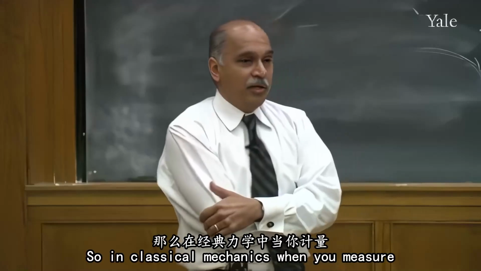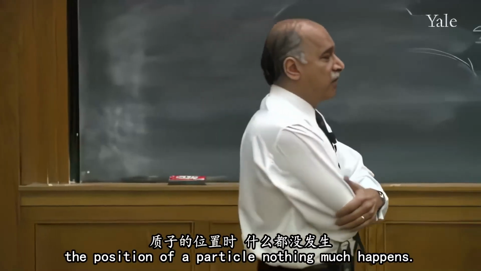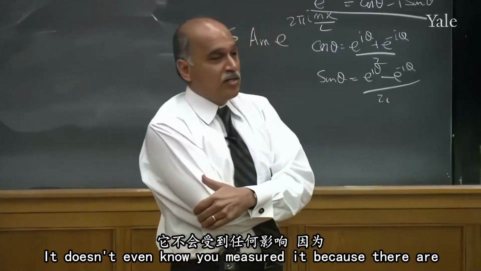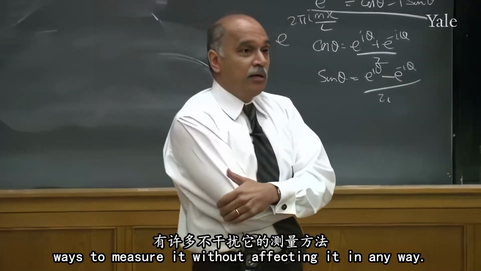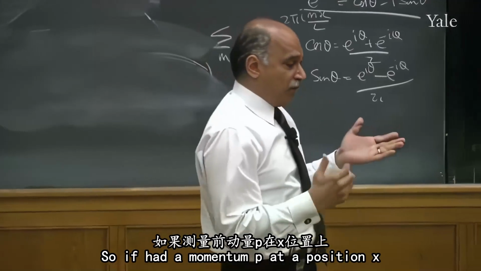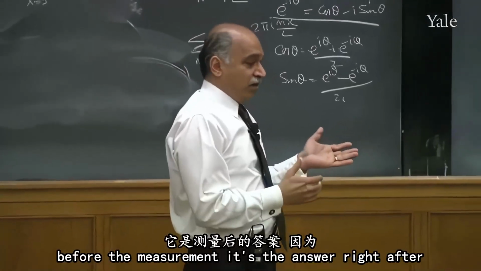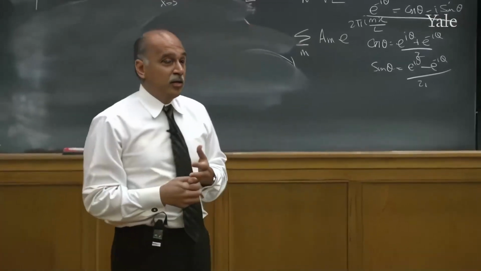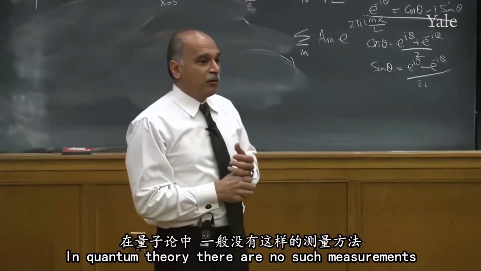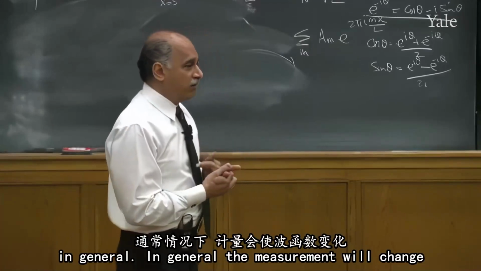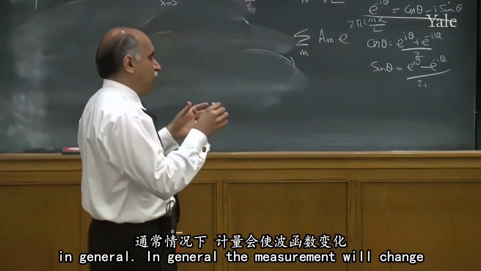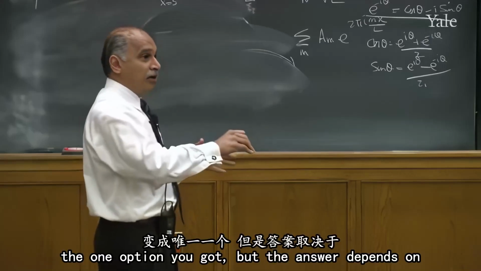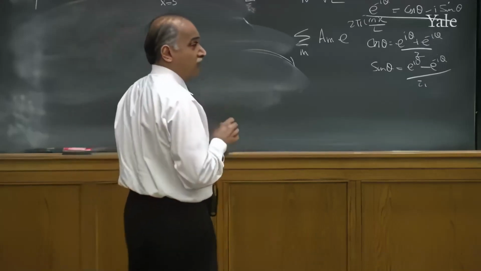So in classical mechanics, when you measure the position of a particle, nothing much happens. It doesn't even know you measured it, because there are ways to measure it without affecting it in any way. So if it had a momentum p and a position x before the measurement, it's the answer right after the measurement, because you can do non-invasive measurements. In quantum theory, there are no such measurements in general. In general, the measurement will change the wave function from being in one of many options to the one option you got. But the answer depends on what you measure.